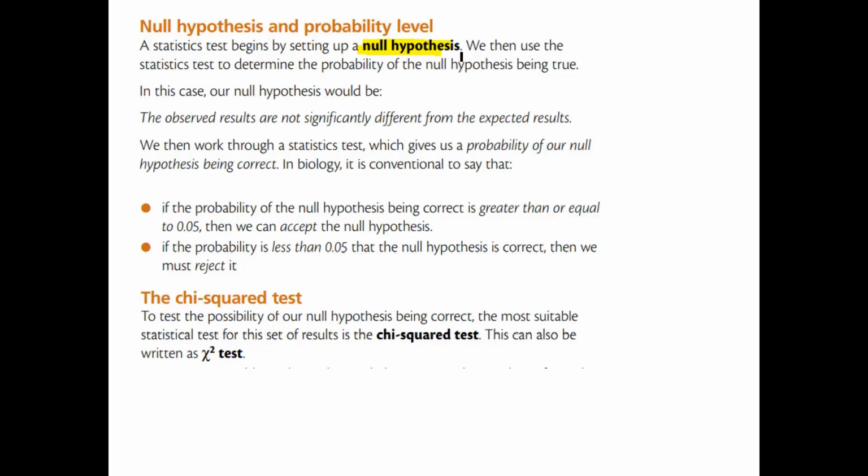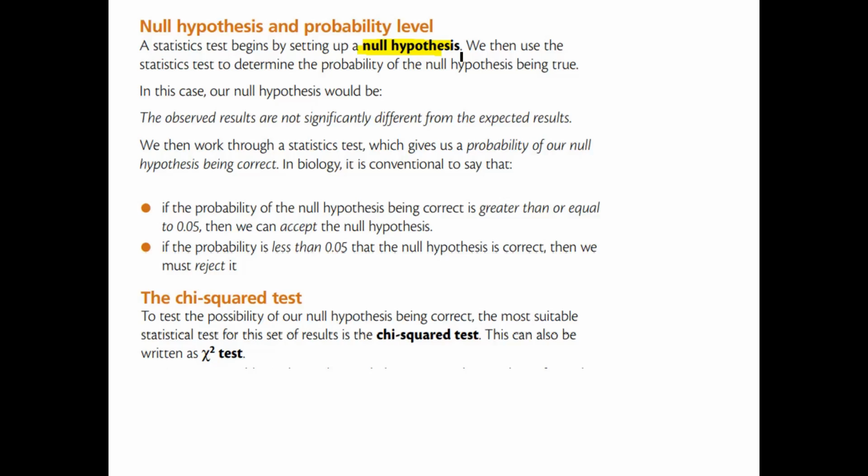If after the experiment, when we look at the results, there is no significant difference between the observed results and our expected results, then we would say that yes, our null hypothesis was correct, and we will accept the null hypothesis. The null hypothesis is made first, and we say your observed results are not significantly different from the expected results. After the hypothesis, you work through the statistical test, and then you see whether the probability of your null hypothesis was correct or not.